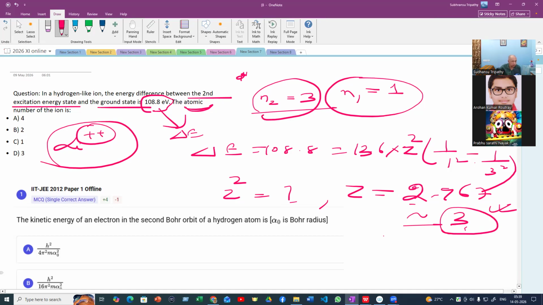It will be obeying Bohr's quantum theory, not mechanics, Bohr's model, Bohr's theory.